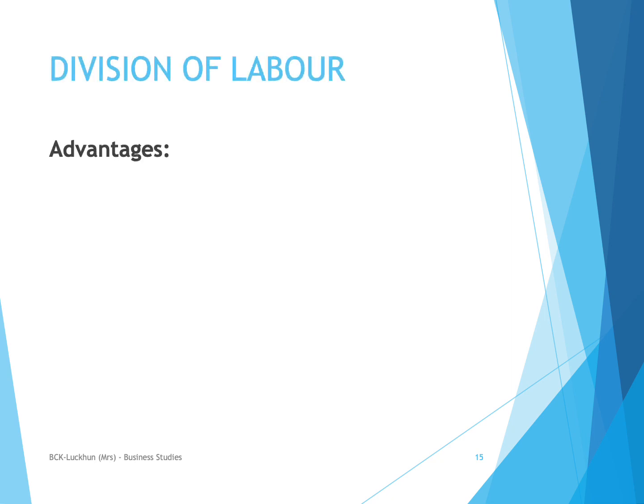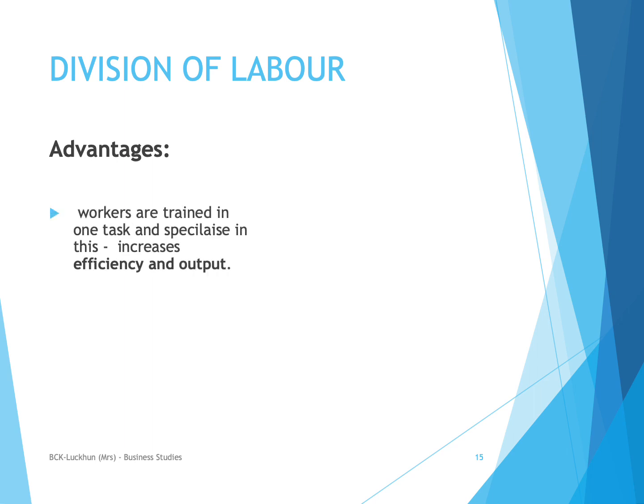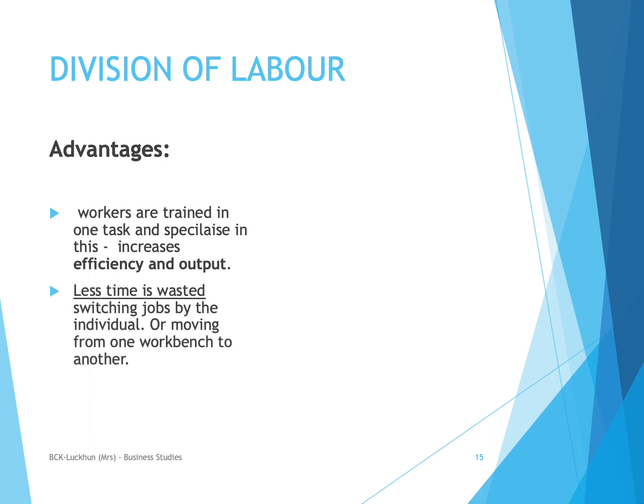So now let us move on to the advantages of division of labor. So the first advantage is that workers are trained in one task and specialize in this. Therefore, this increases efficiency and output. Secondly, less time is wasted switching jobs by the individual or moving from one workbench to another. And thirdly, it is much quicker and cheaper to train workers, as fewer skills need to be taught.